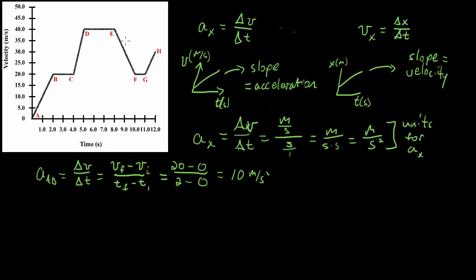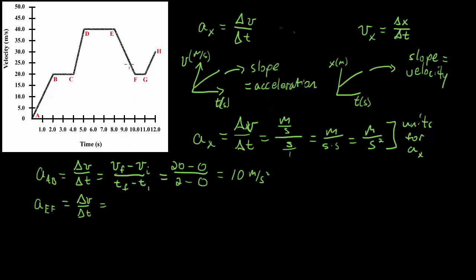And then we could do this one, but let's go over here. Let's go from E to F. So my acceleration from E to F. And this is average acceleration. For these, since it's a constant velocity, my average is the same as my instantaneous, but we'll just call it average. So from E to F, I'll do my change in velocity over change in time.